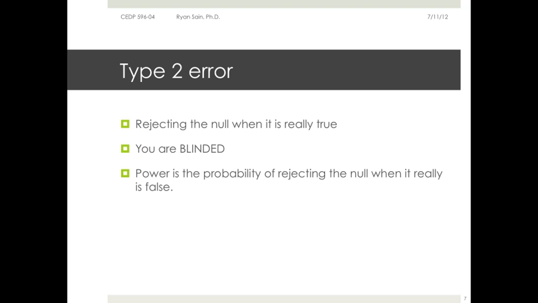Type 2 error is directly related to something called power. Okay? So, in fact, 1 minus beta, where beta is type 2 error, 1 minus beta equals power. Okay? So power is the probability of rejecting the null when it really is false. So the probability of you rejecting the null when the null is false.